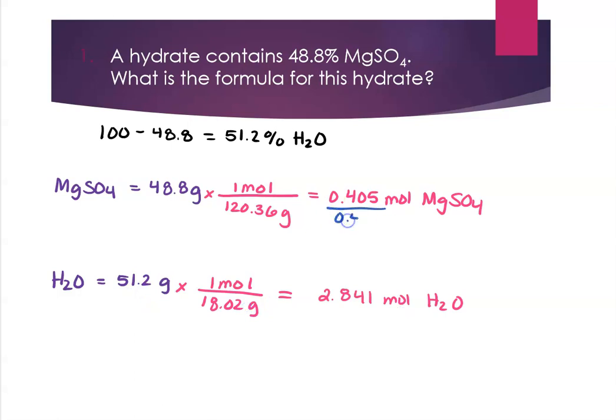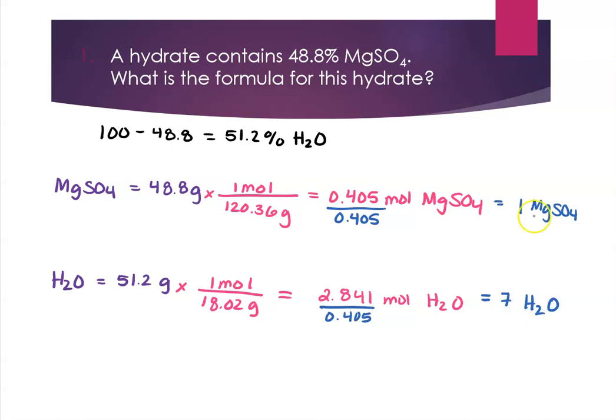And then this is all that we need to do. Here, we're not going to do the multiply till whole part because you should always get 1 for your compound. So we have 1 MgSO4, and then you'll always get a whole number here. So 2.841 divided by 0.405 is going to give me 7 H2O.